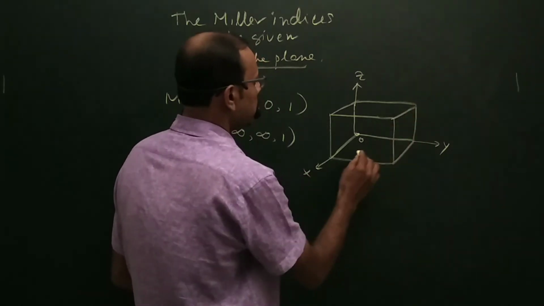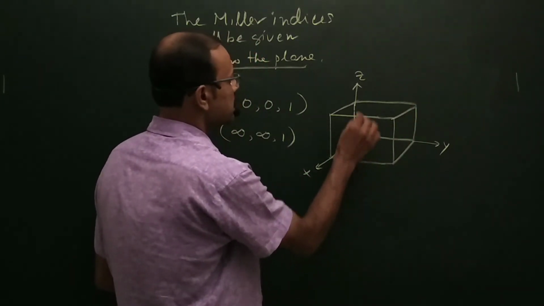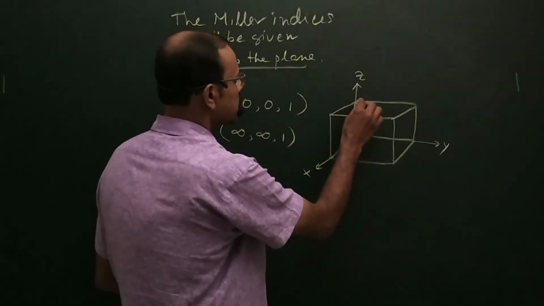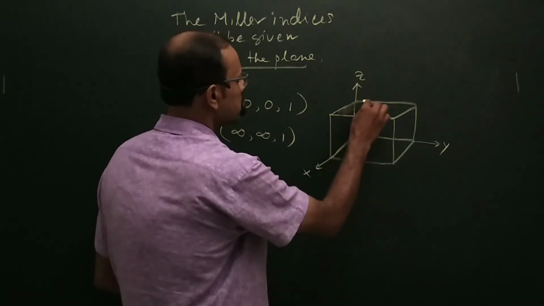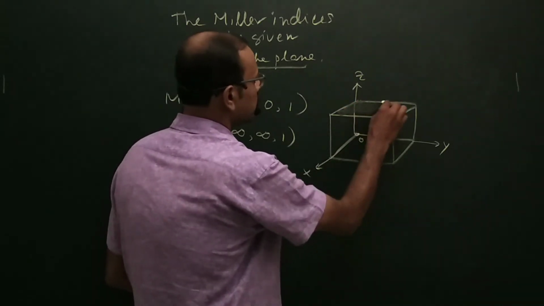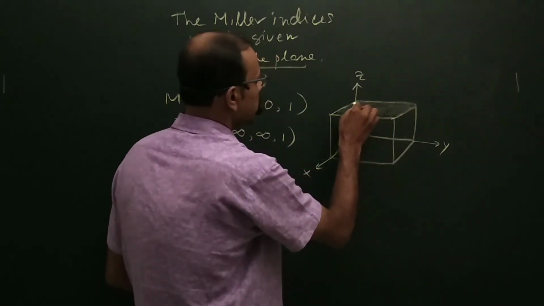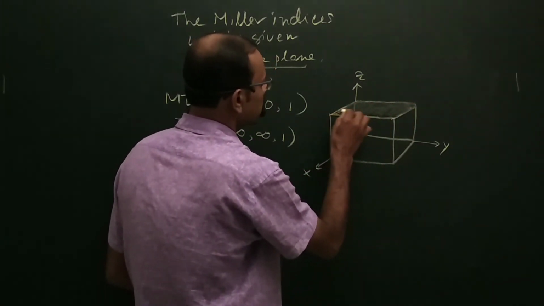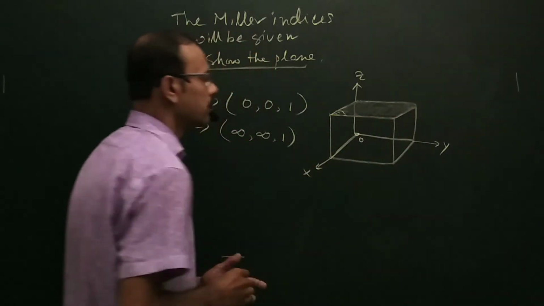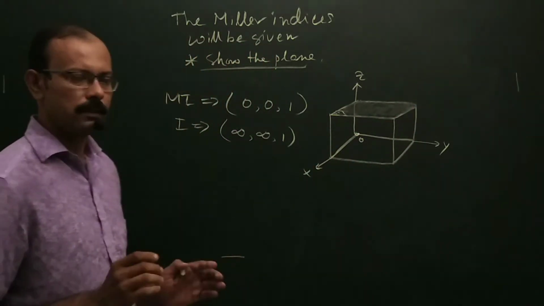Okay? And intersecting z axis at unit distance, that means at this point. So obviously the plane will be this one. Okay? This is the plane. This is the plane for which the Miller indices is given to us. Okay? I think it is fine.